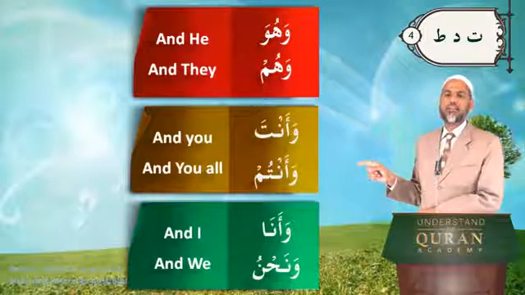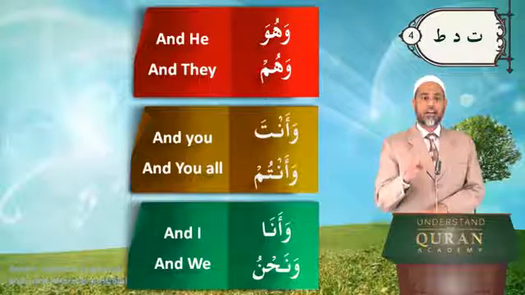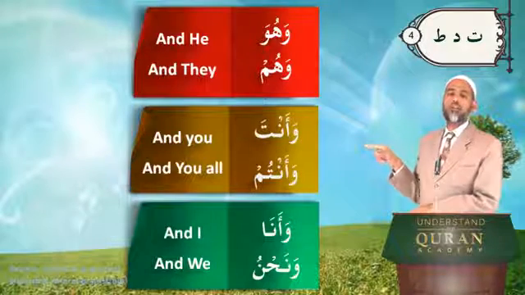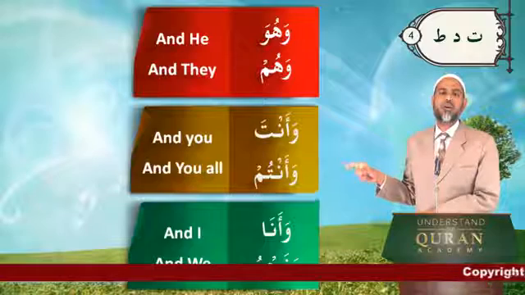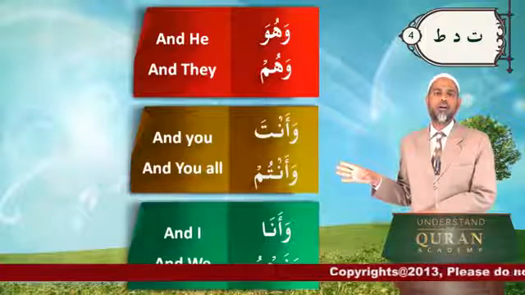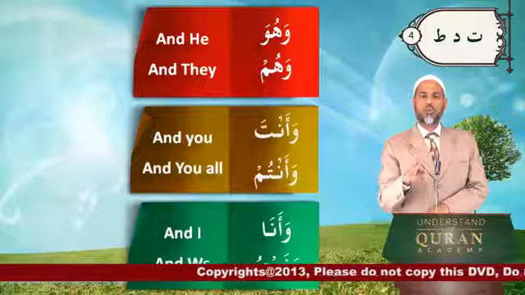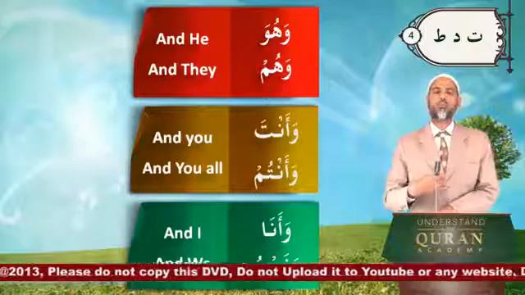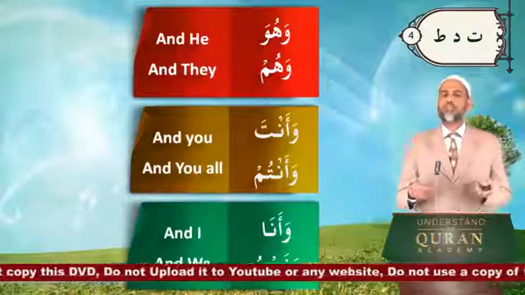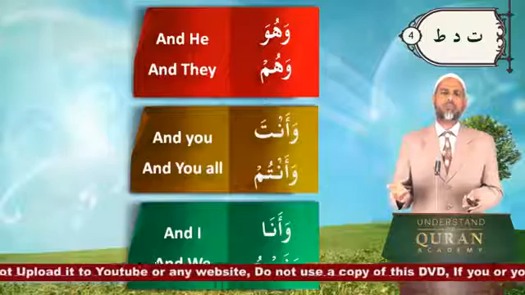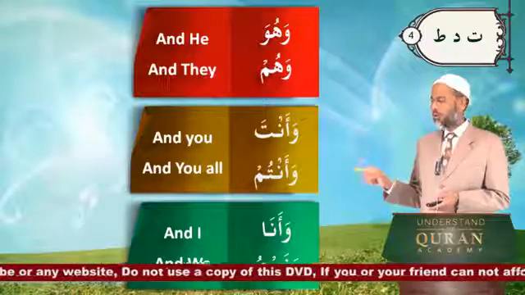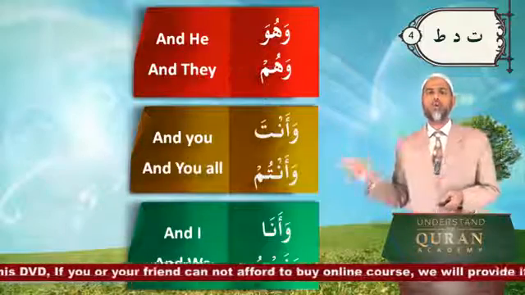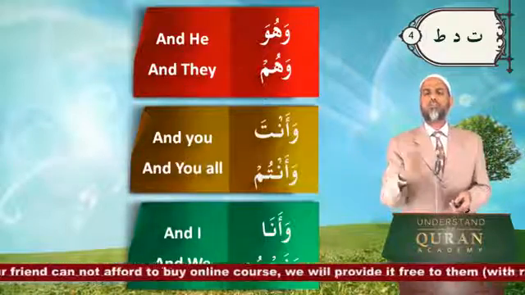So wa means and. You have learned huwa, hum, anta, antum, ana, nahnu. You can say wa and just add to the word there. Wa huwa means and he. Wa hum, and they. Wa anta, and you. Wa antum, and you all. Wa ana, and I. Wa nahnu, and we. So now you know one more thing. So read it, repeat it, practice it and use it wherever possible. Can you repeat with me? Wa huwa, wa hum, wa anta, wa antum, wa ana, wa nahnu.